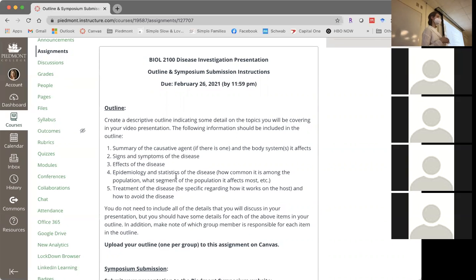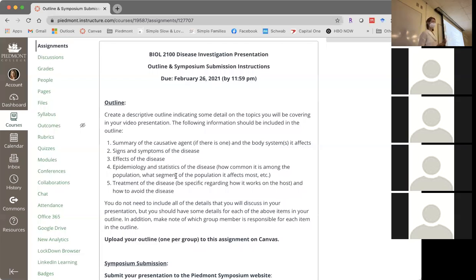So here are the basics of what you need to put in your outline. And this is what's going to be in your video. I said in here, you don't have to include every single detail of what's going to go into your video, but you at least want to get a good scaffold idea of what you're going to put in. And divide the 5 points up among 3 people. It's not going to be that much work, honestly. You only have 5 points, you have 3 people. Some of them take a little bit longer than others. So maybe the epidemiology might be a big section for your disease. It just depends on your disease, but just divide and conquer.